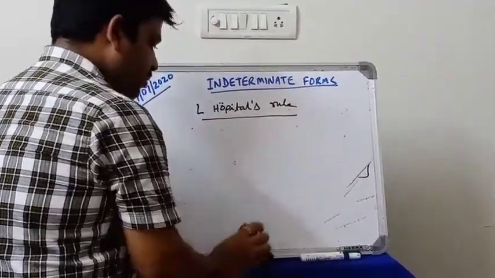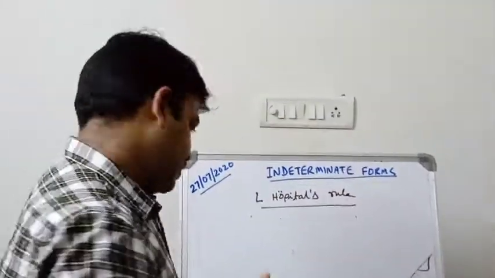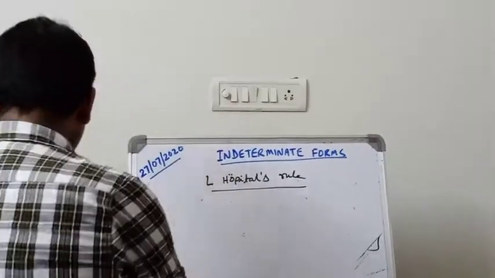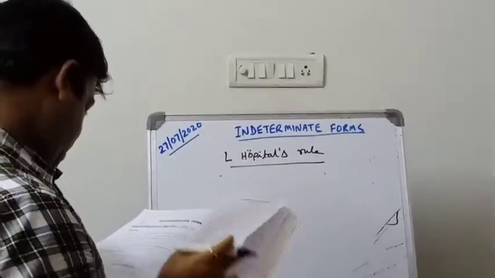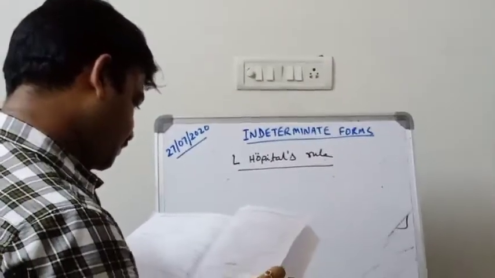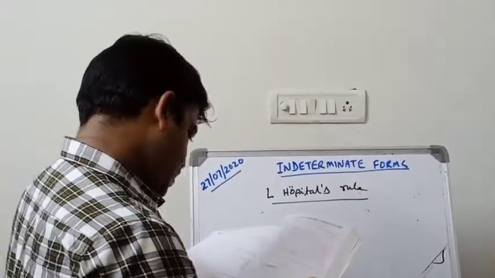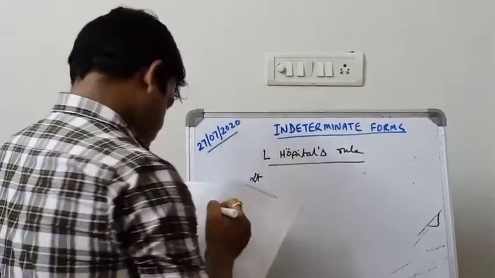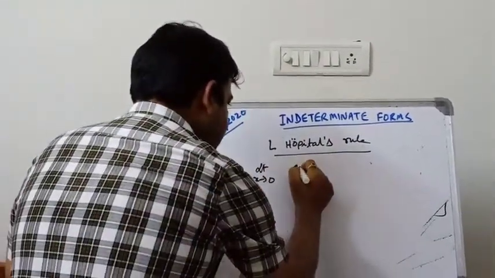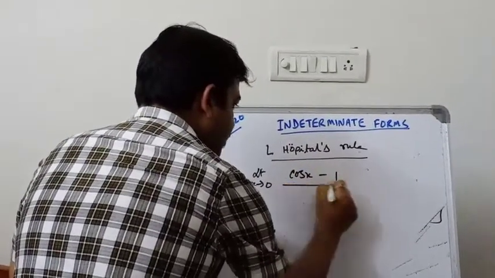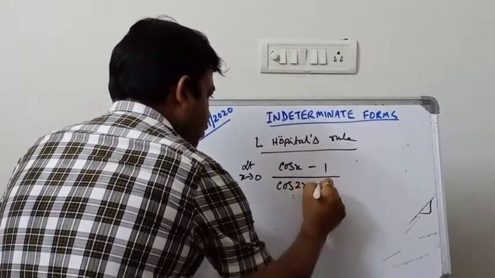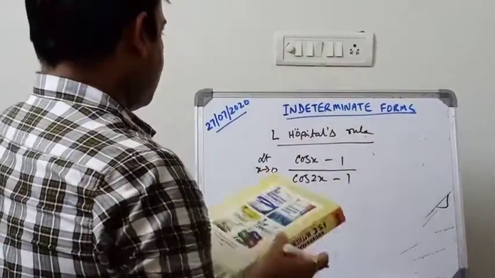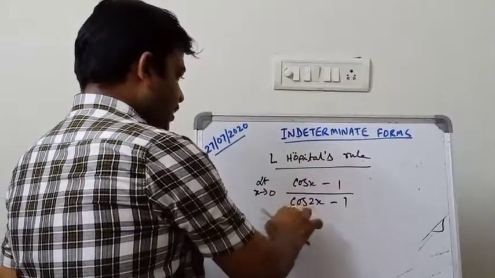Maybe in one sum you have to use L'Hospital's rule 2 or 3 times. Look, another sum. One sum is given here: limit x tends to 0, cos x minus 1 by cos 2x minus 1.